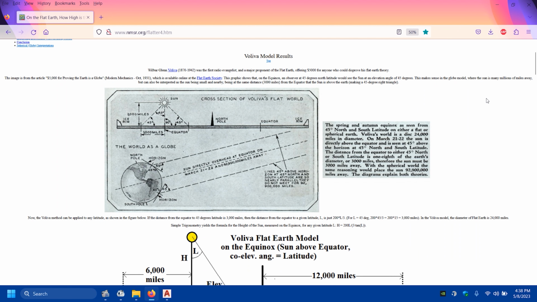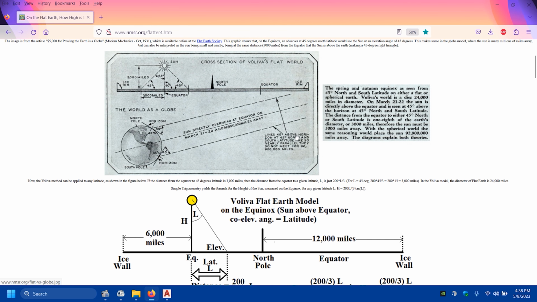Alright, here's part 5. So this guy thought this. And I measured, what was it, 92.6. So, almost 93 million miles. This here just does not work at all.